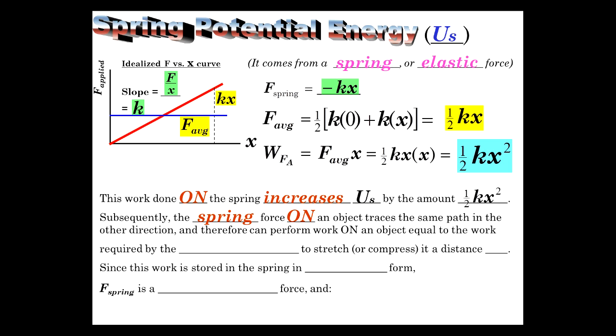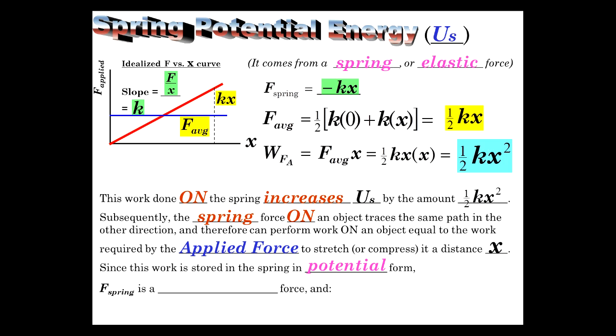So the spring force on an external object will trace the same path, force versus distance, or stretch, that it took to stretch it in the first place. So it can perform work on an object equal to the work done by the applied force to stretch or compress it a distance x. So the work is stored in potential form.